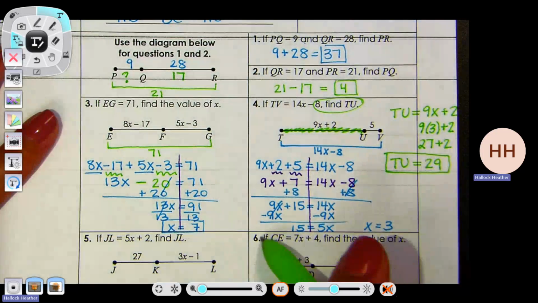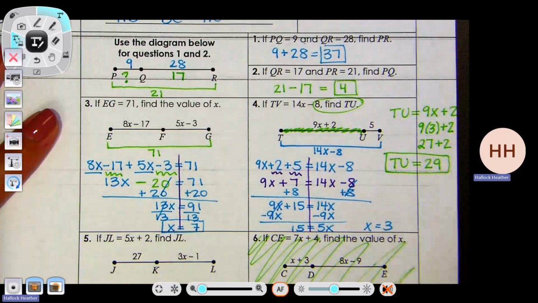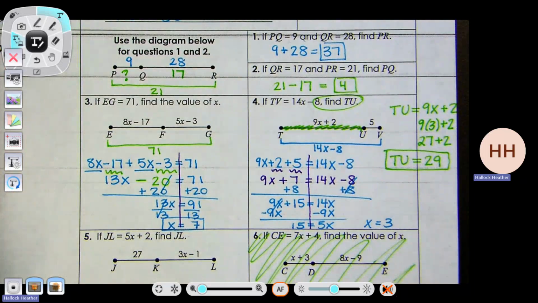We're going to skip number 6, so you can cross out number 6 completely. I want you to try number 5. Number 5 is the same kind of concept. Take the information in the directions, put it in your picture, and then you have to make your equation: piece plus piece equals the whole thing. It says J to L, 5x plus 2. You got to put that in your picture. And then you're using all of those numbers to write one big massive equation.